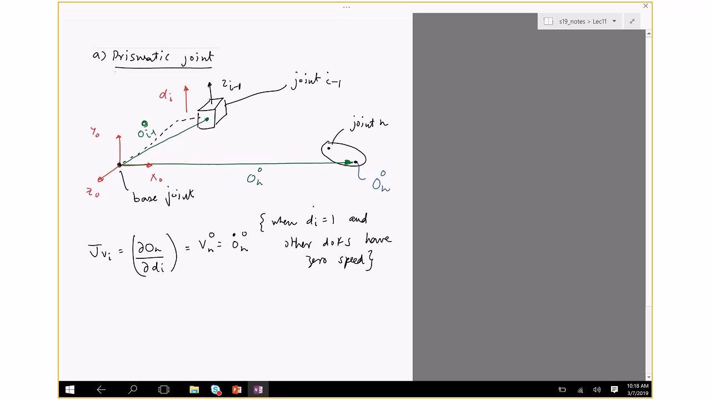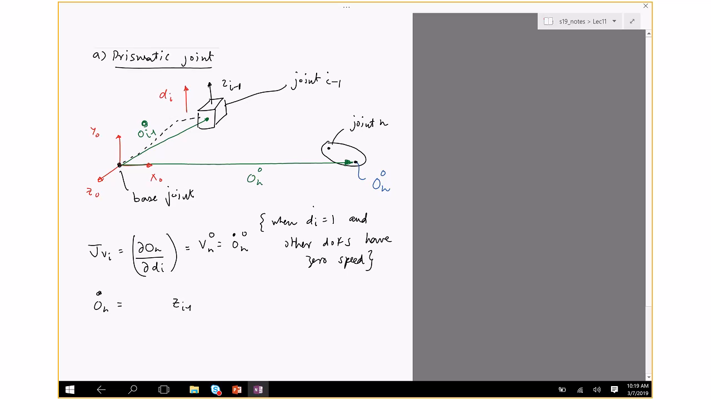Okay, so what I'm interested in doing is I'm trying to move the joint DI, or I-1 through a unit distance along ZI-1, so DI dot equals 1, and trying to see what happens to the end effector velocity. So when I move the joint upwards, because that's the way the joint would move, ON would also move in that same direction upwards along ZI-1. So the motion, or the velocity of the end effector, which is ON0, is going to be along the ZI-1 direction.